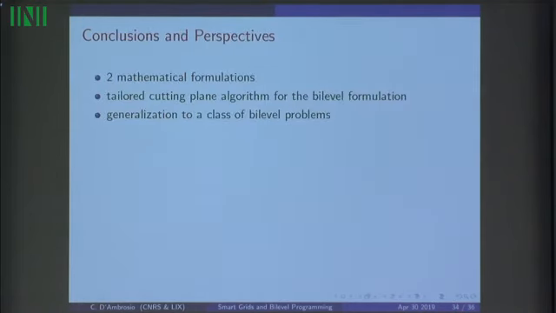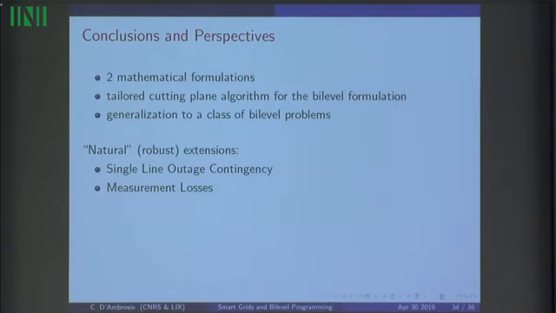Now, to conclude, we have proposed two mathematical programming formulations. The first one was an iteration-based formulation, and the second is a bilevel one, for which we proposed, on one side, to solve it as a single-level problem, and on the other side, a cutting-plane algorithm tailored for this specific problem. We also generalized this to a class of bilevel problems, and what I didn't show was what I was mentioning before, the robust extension.